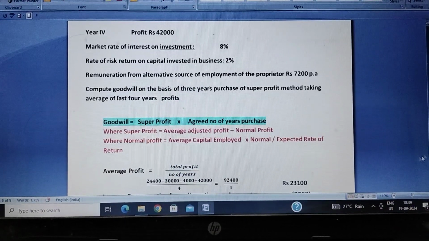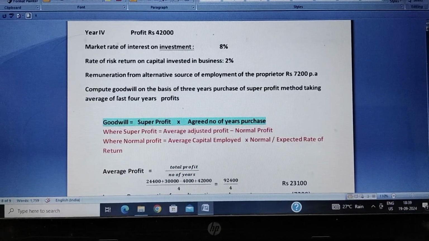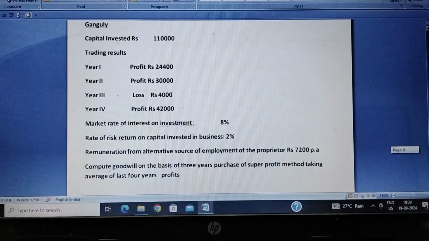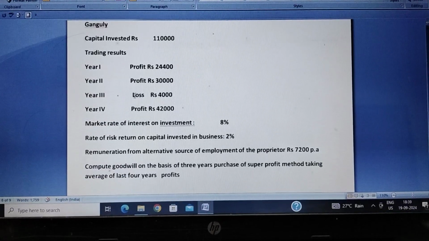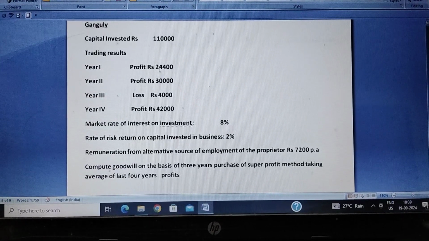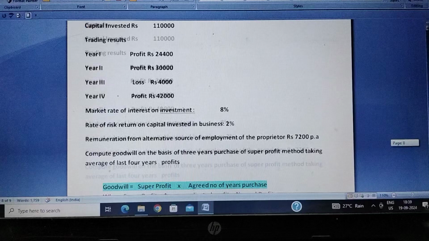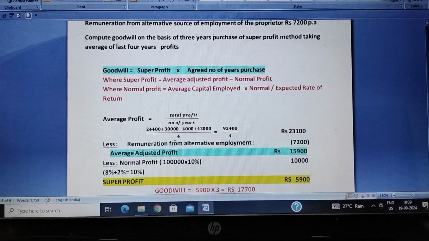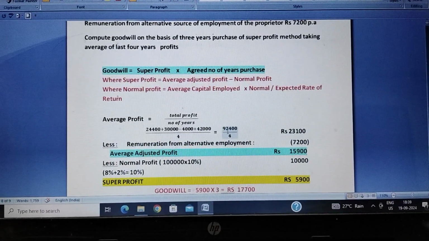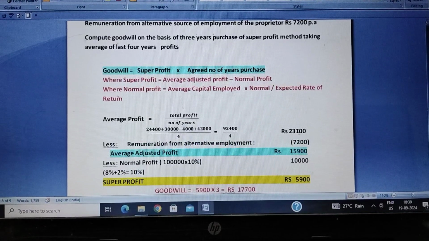But average profit is not given. Average profit is equal to total profit divided by number of years. And how to calculate total profit? In order to get total profit, we have to add 24,400 plus second year profit 30, but third year is loss, you have to deduct 4,000, and fourth year profit is to be added. If you add first, second, and minus third and add fourth, you will get total profit, and you divide by 4, you will get average profit. After adding these, the total will be 92,400 and divided by 4, it will be 23,100. This is just average profit.